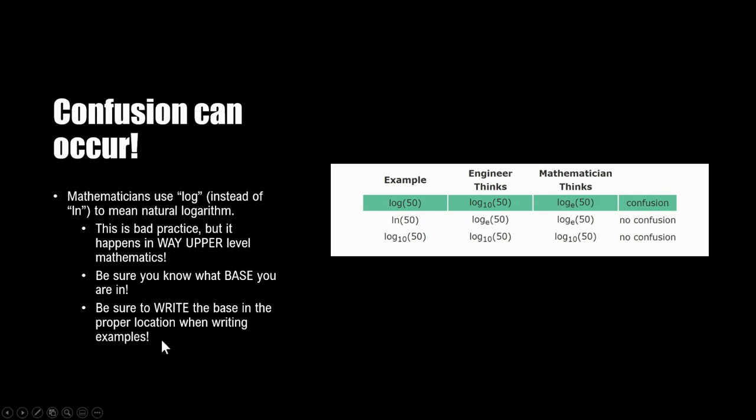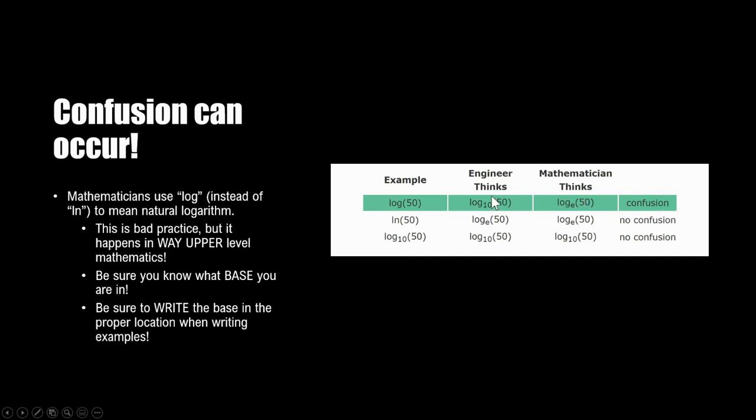Okay, so all I can say to that is be sure you know what base you're in. Here's how you avoid that confusion: write the base in the proper location when you're writing examples in your work. So look over here at this picture. It says example, log 50. What an engineer would say, that's log base 10 of 50. A mathematician might say, well, no, that's log base e of 50, which establishes confusion because who's correct?